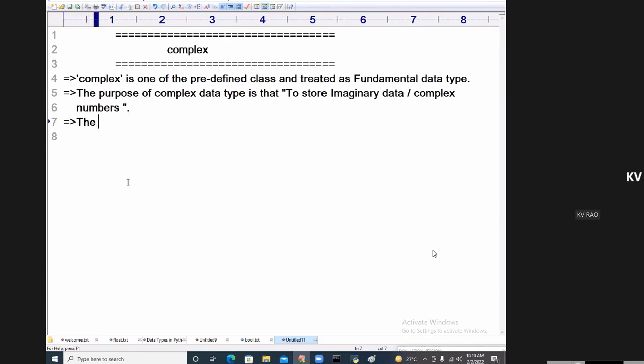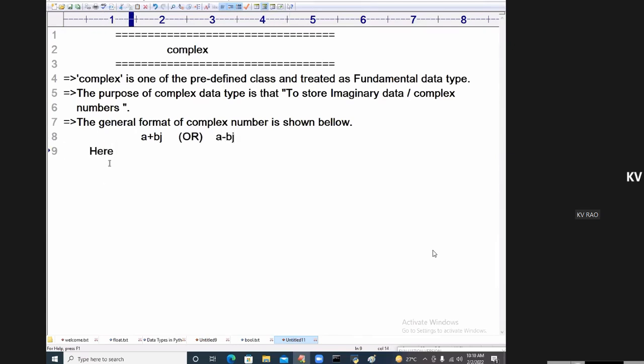Right. The general format of a complex number is shown below. What is it? a plus bj. It is not necessary to use a and b, you can say x plus yj, you can use it, my dear students. Or I can say a minus bj.